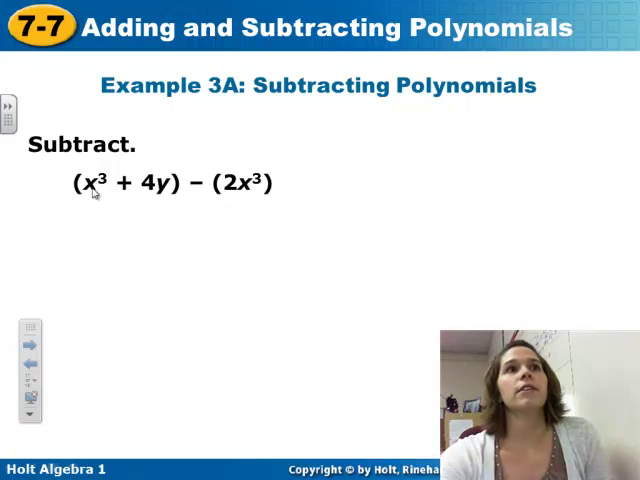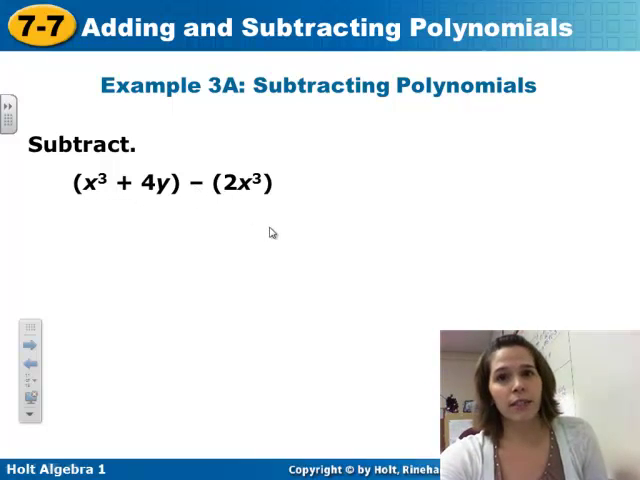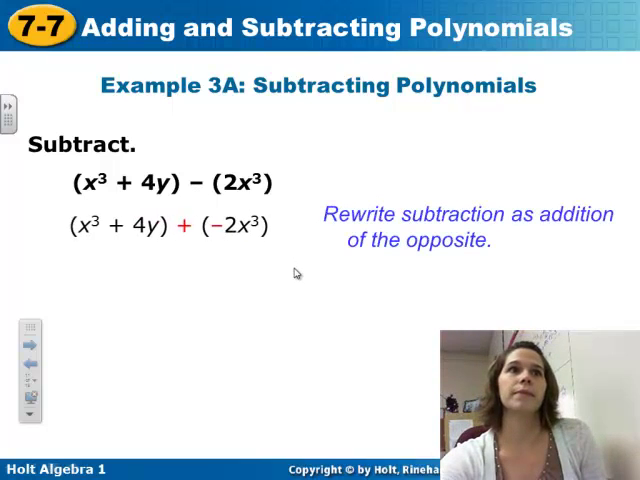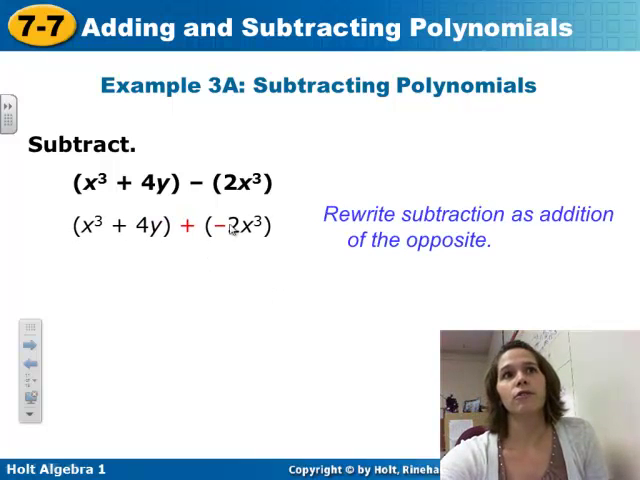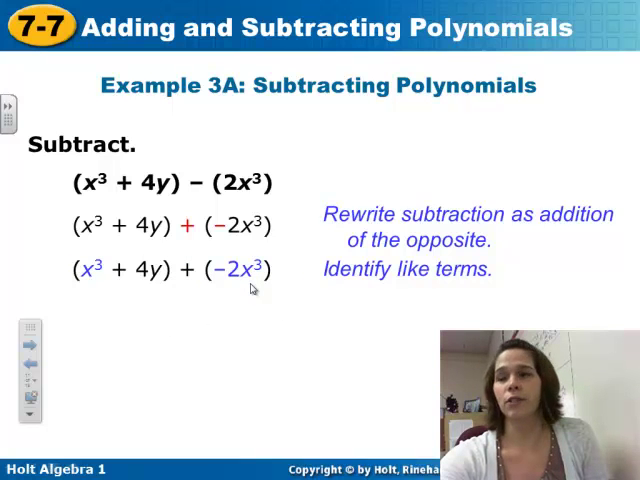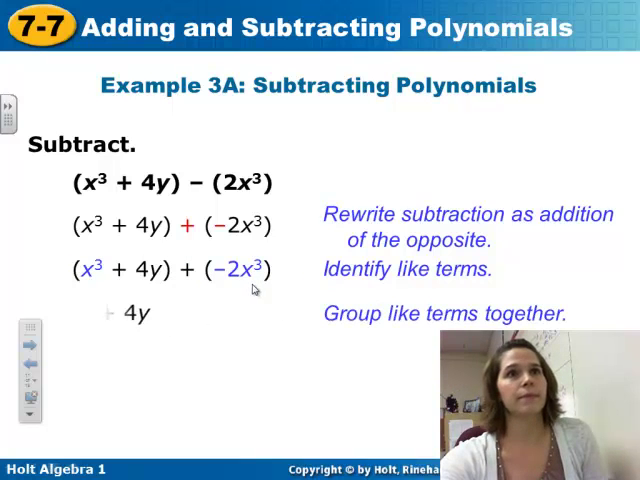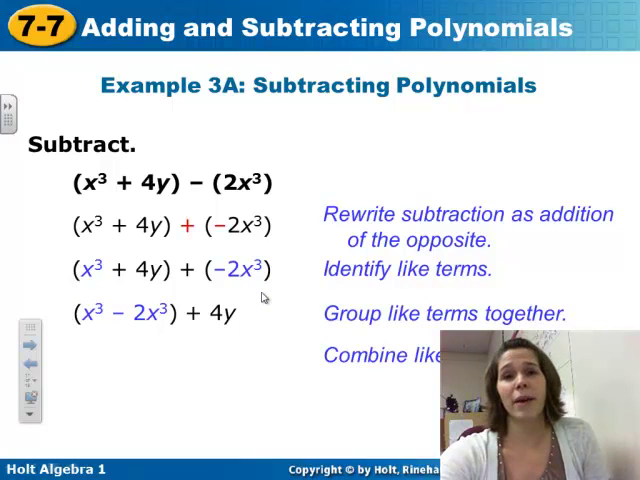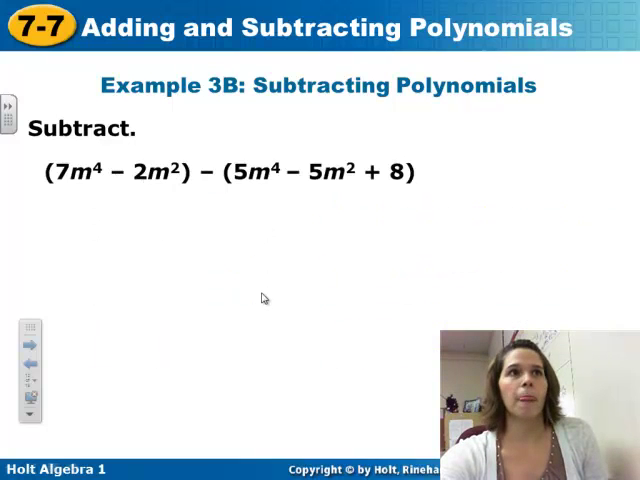I've got x cubed plus 4y minus 2x cubed. I still need to identify my like terms. Okay, distribute that negative through and identify my like terms. So I've got x cubed and I've got negative 2x cubed that are alike. So if I put those together, 1 minus 2 is negative 1. Remember, we don't write the 1 in there. Okay? Bigger polynomials this time.